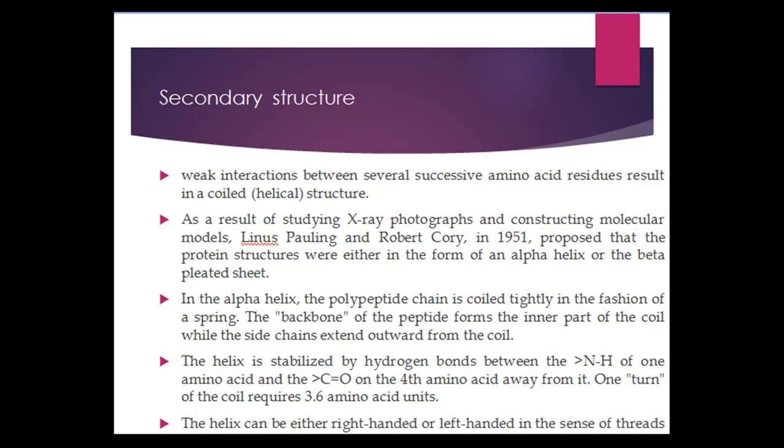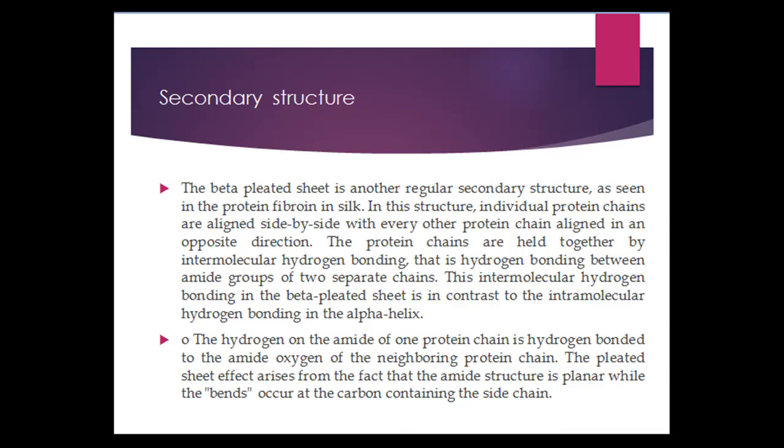The backbone of the peptide forms the inner part of the coil, while the side chain extends outward from the coil. The helix is stabilized by hydrogen bonds. One turn of the coil requires 3.6 amino acid units. The helix can be either right-handed or left-handed in the sense of threads on a screw. The naturally occurring alpha helix found in the proteins are all right-handed.